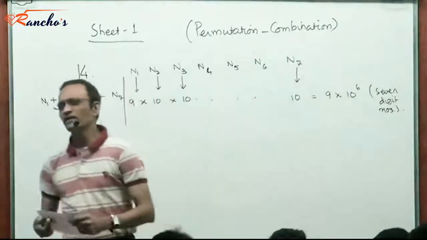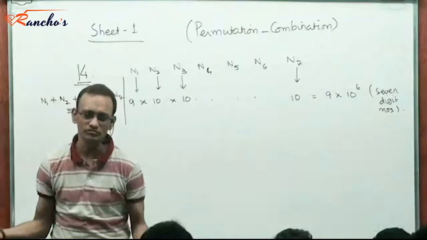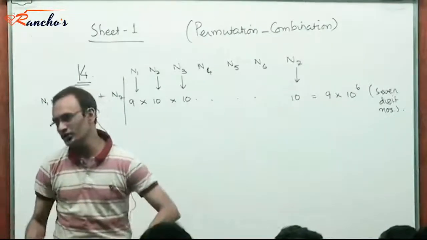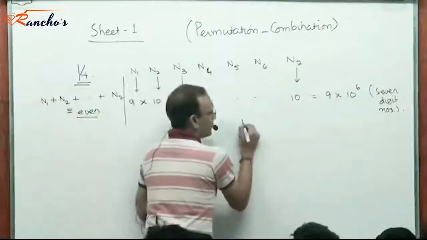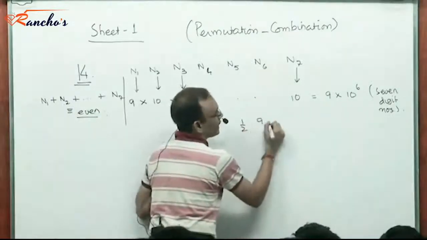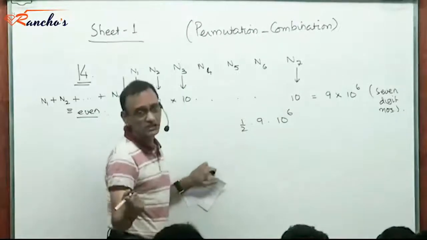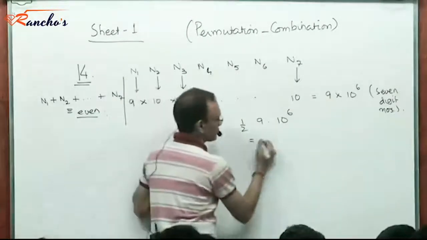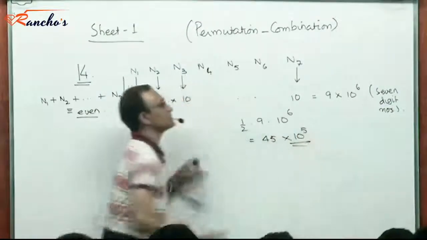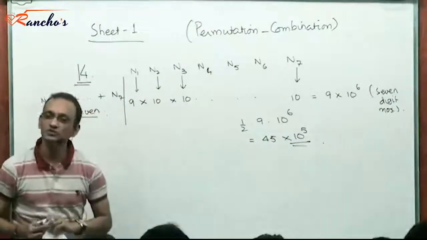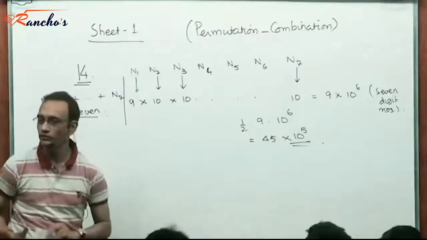Half of them will have the sum of their digits even, half will have the sum of their digits odd. Yes or no? So then half of 9 into 10 to the power 6 will be such that the sum of the digits is even. That means 45 into 10 to the power 5 would be the number of numbers with the sum of digits being even. And the same number would have the sum of digits being odd.